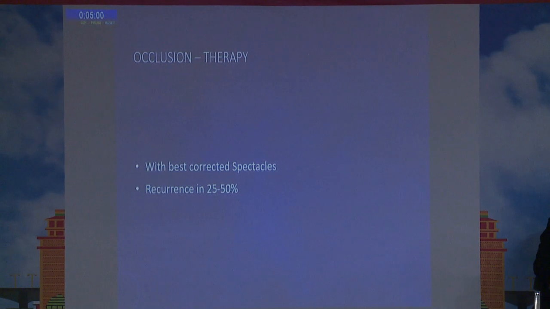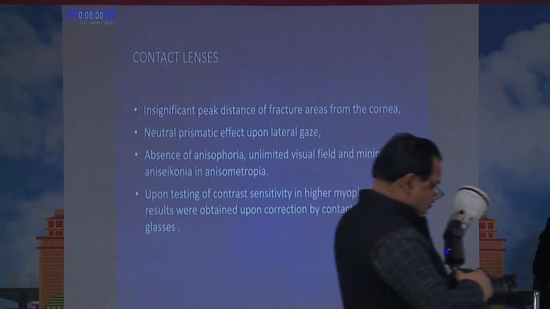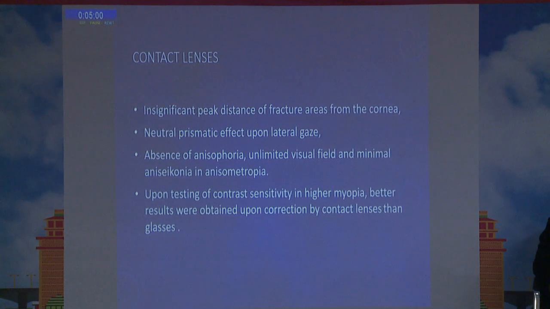And occlusion therapy has many disadvantages. With best corrected spectacles, recurrence is seen, as per the literature review, in 25 to 50% of the cases. The advantages of contact lenses are an insignificant vertex distance of the refractive area from the cornea, a neutral prismatic effect upon lateral gaze, an absence of anisophoria, an unlimited visual field, and minimal aniseikonia in anisometropia.